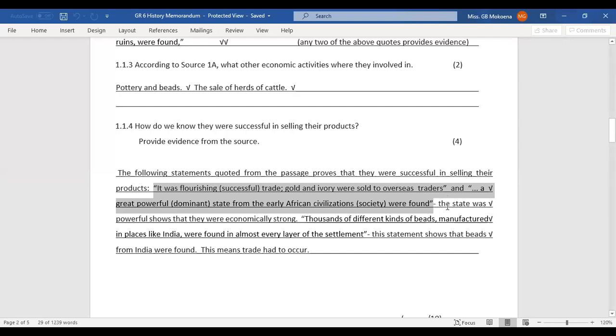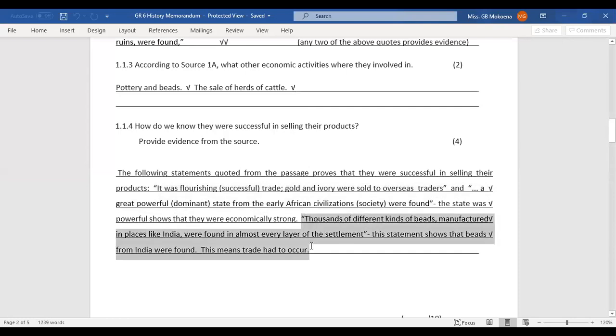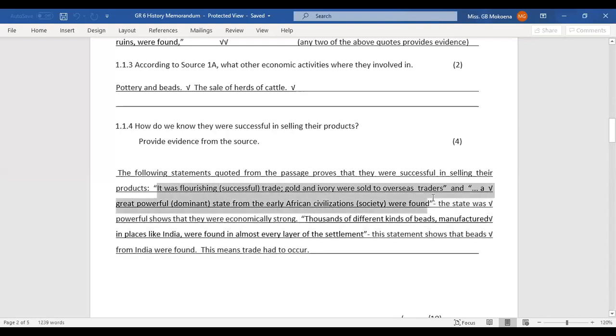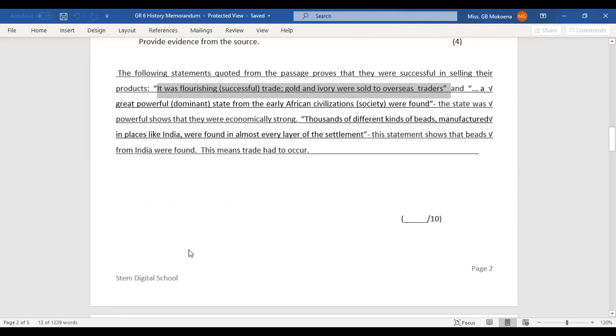And then also I quoted, let me highlight, that thousands of different kinds of beads manufactured in places like India were found in almost every layer of the settlement. They were found in almost every layer of the settlement. These statements show that the beads from India were found. So this is what I quoted from the source.